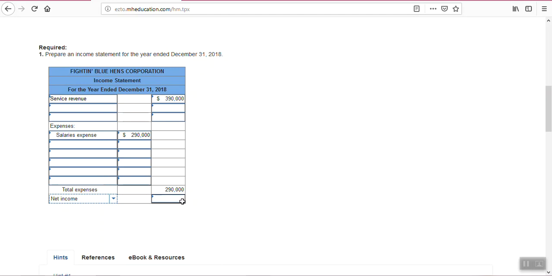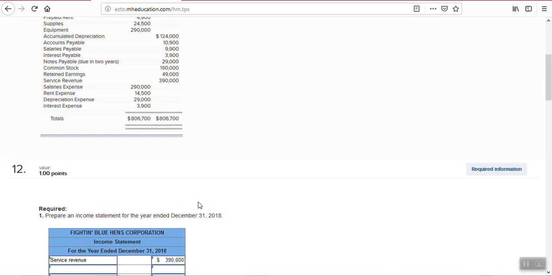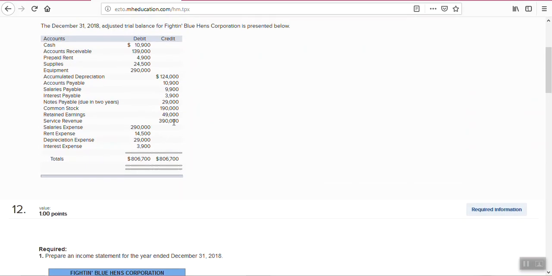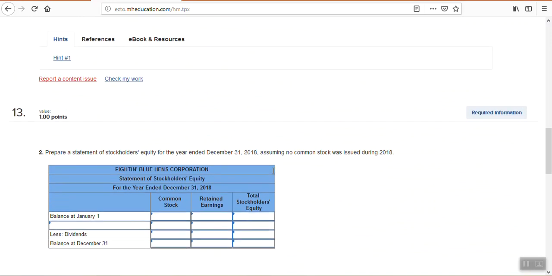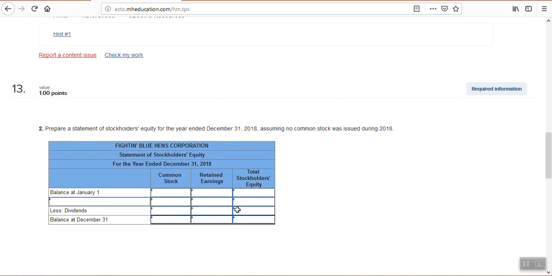There's really not $100,000 here in net income, but we're just going to pretend that there is, so we have something to look at. Once you get that done, if it helps, you can mentally check off these accounts as you use them, because once you put them somewhere, you're done with them. So we've used service revenue, and had we put all these expenses on the income statement, we would be done with those. The next thing you're going to do is your statement of stockholders' equity.